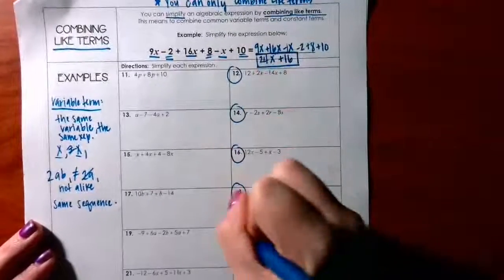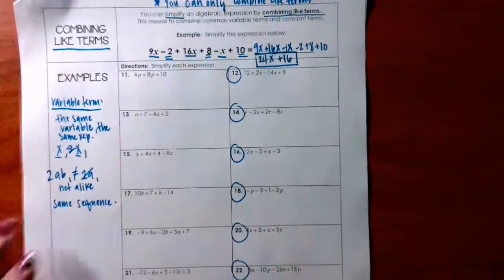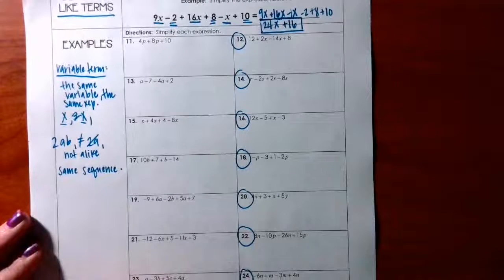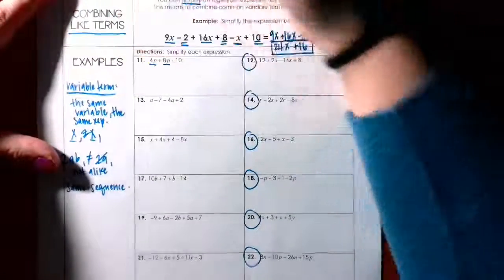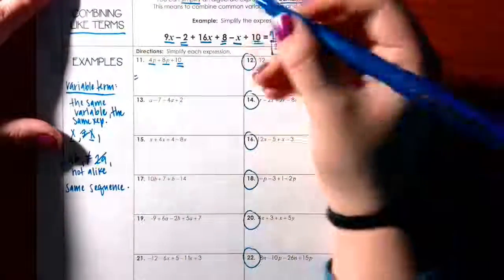What I want you to do is circle 12 through 26 even. And look at number 11. So if I look at number 11, the first thing I'm going to do is underline all my like terms with a variable with 1 underline, and I'm going to underline my constant with 2. Now I'm just going to combine my like terms. 4p plus 4 plus 8 is 12p. 10 is by itself. There's nothing to combine it with. There's no other like terms, so that's my final answer.